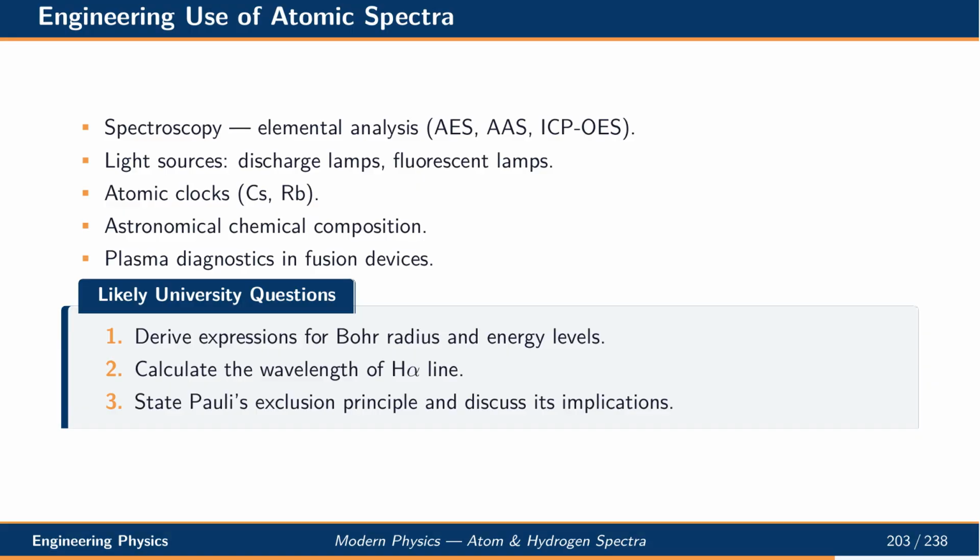Atomic spectra have many engineering uses. Spectroscopy techniques like atomic emission, absorption, and inductively coupled plasma optical emission perform elemental analysis. Discharge lamps and fluorescent lamps rely on atomic transitions for light production. Atomic clocks based on cesium and rubidium provide ultra-precise timekeeping. Astronomical observations reveal chemical compositions of distant stars and galaxies. In fusion research, plasma diagnostics use atomic spectra to monitor temperature.